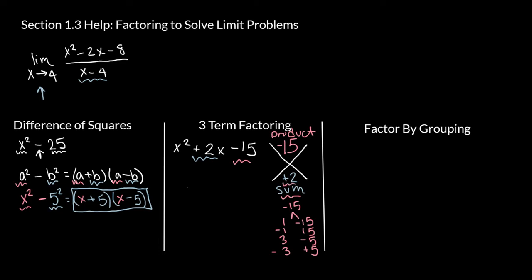1 plus negative 15 for this first pair is negative 14. The pair that we want is negative 3 and positive 5, because negative 3 times positive 5 is negative 15, and negative 3 plus 5 is positive 2. So our factored form is x minus 3, x plus 5.